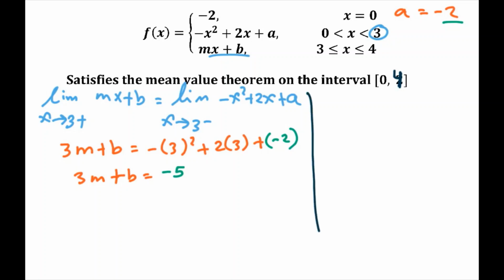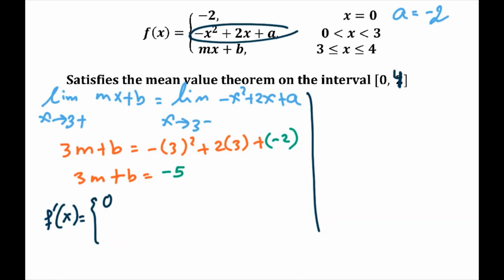Now next, if it satisfies the mean value theorem, then it has to be differentiable. So let's try to find the derivative. The derivative of negative 2 is 0. The derivative of this function is going to be negative 2x plus 2. The derivative of this is going to be m.